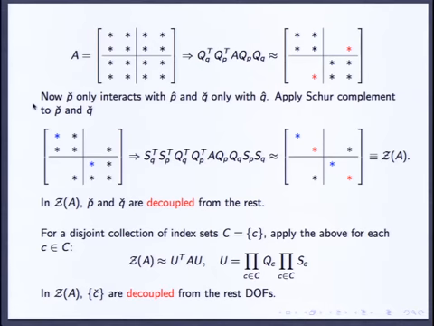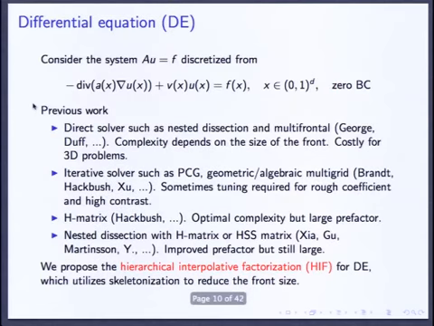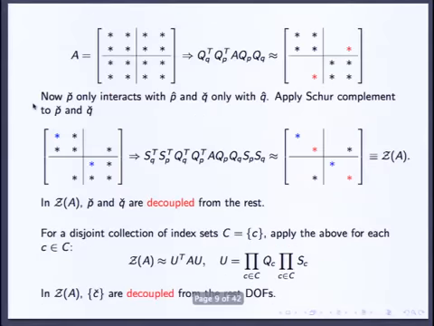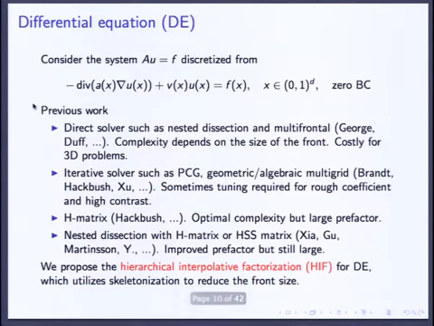So using this notation, I can write my final result for this skeletonization technique as ZA, the product of U transpose times A times U. So the end product is that the redundant entries of every degree of freedom set c will be decoupled from the rest of the degrees of freedom. Okay. So these are the three main tools that we're going to use for the rest of the talk.